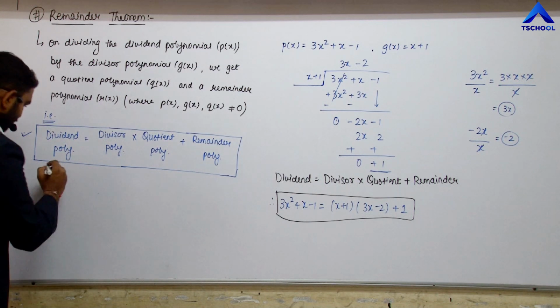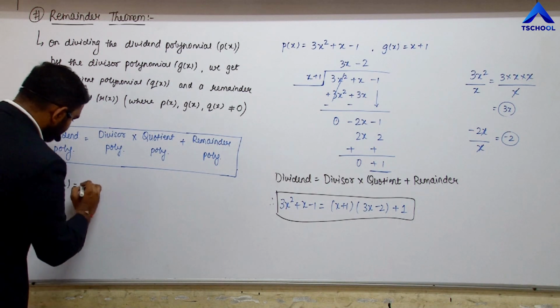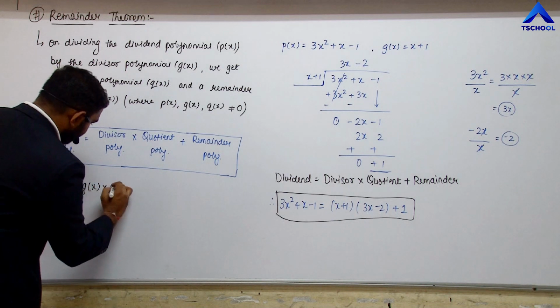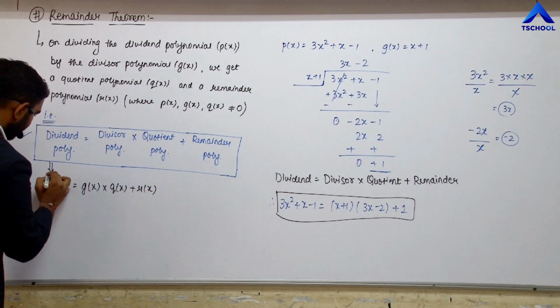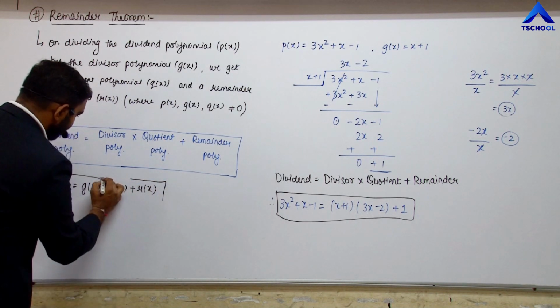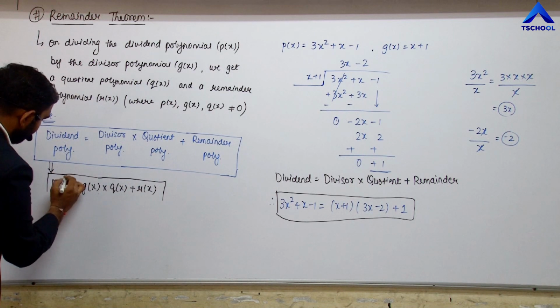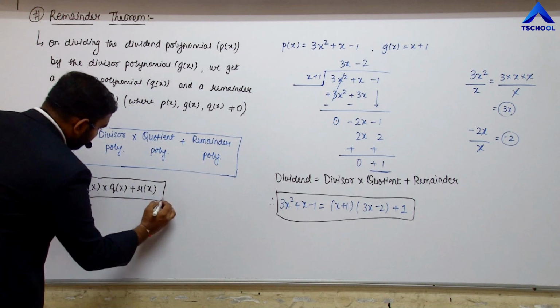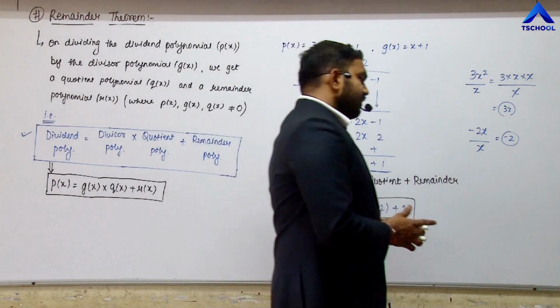In other words, I can also write it like p of x is equal to g of x into q of x plus r of x, right? See friends, as I have written, dividend polynomial is p of x, divisor polynomial is g of x, quotient polynomial is q of x and the remainder polynomial is r of x. So p of x is equal to g of x into q of x plus r of x. That is how the remainder theorem goes here, right?